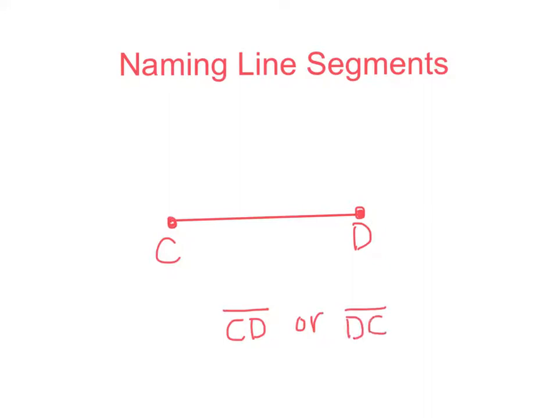Now let's name a line segment. A line segment is a part of a line that starts and stops at endpoints. And each endpoint has a name, so we could call this line segment CD. When naming line segments, it doesn't matter which point we name first. So we can call this line segment CD, or we can call it line segment DC.